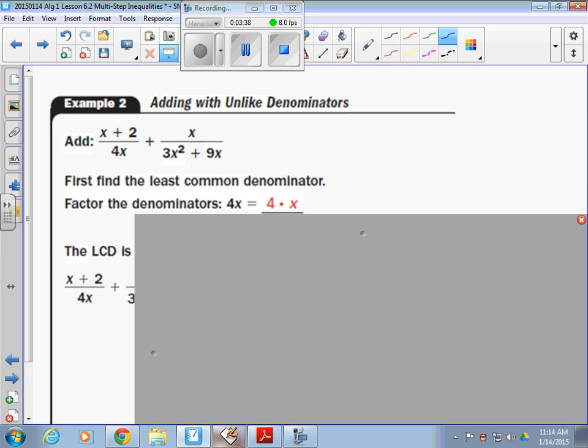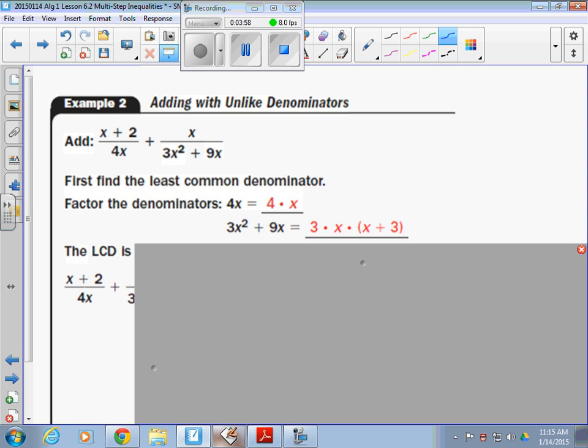x plus 2 over 4x plus x over 3x squared plus 9x. We can clearly see that the denominators are different on both of those fractions. One of them's 4x, the other one's 3x squared plus 9x. The first denominator, when you factor it, 4x, gives you 4 times x. The second one, when you factor it, they have 3x in common, so it's 3x times x plus 3.